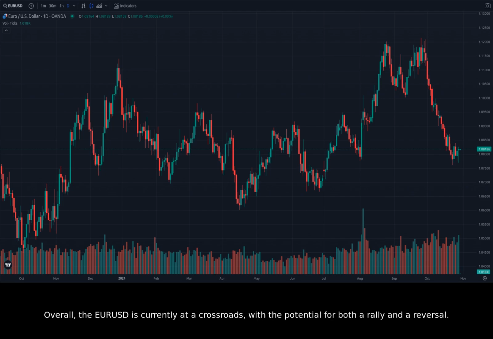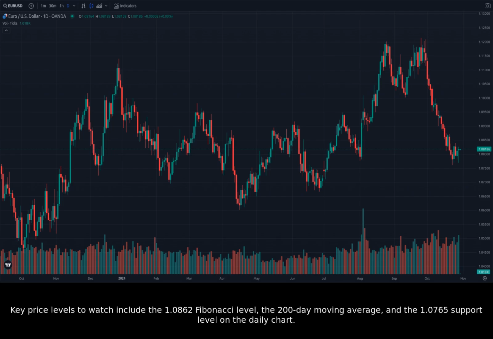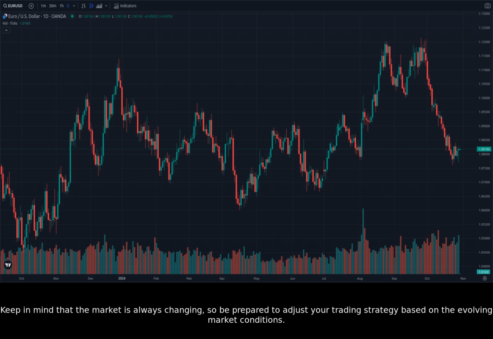Overall, the EURUSD is currently at a crossroads, with the potential for both a rally and a reversal. The market is highly volatile, and traders should stay vigilant and closely monitor the news, technical indicators, and chart patterns. Key price levels to watch include the 1.0862 Fibonacci level, the 200-day moving average, and the 1.0765 support level on the daily chart. Keep in mind that the market is always changing, so be prepared to adjust your trading strategy based on the evolving market conditions.